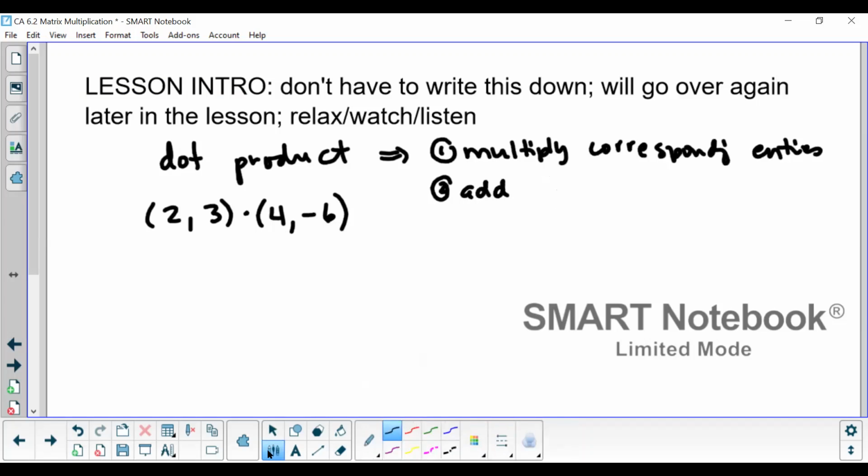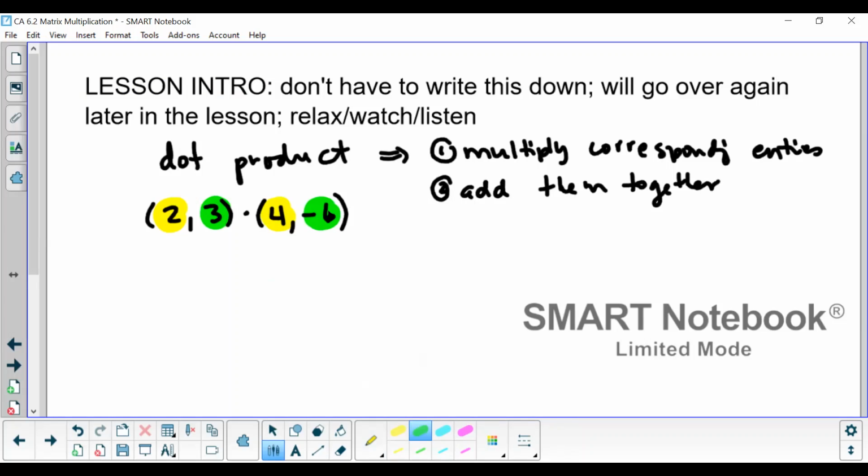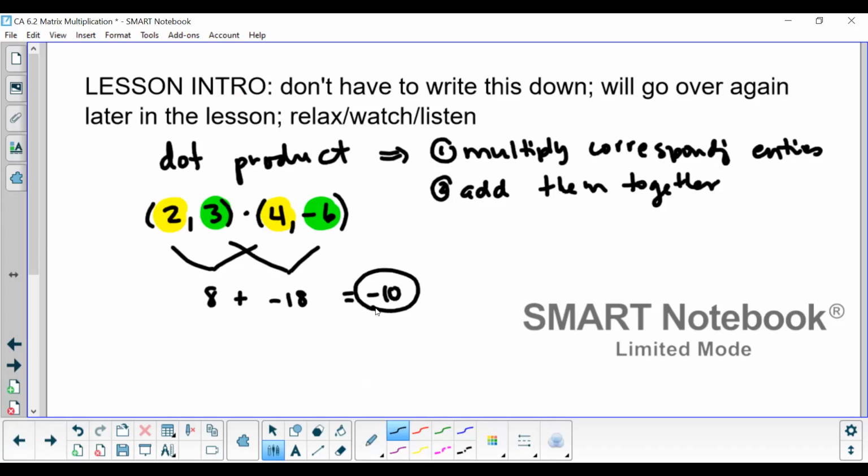I should just say you add them. Whatever you get when you multiply, you add them together. So if I were to do the dot product of these random numbers that I just gave you, 2, 3, 4, -6, here's how that would go. The first entry here would get multiplied by the first entry here. And then the second entries would get multiplied by each other. So we would do 2 times 4, which is 8, and 3 times -6, which is -18. And then we would add them. And that would give me -10. And I would have this one answer. And that is what my dot product is.